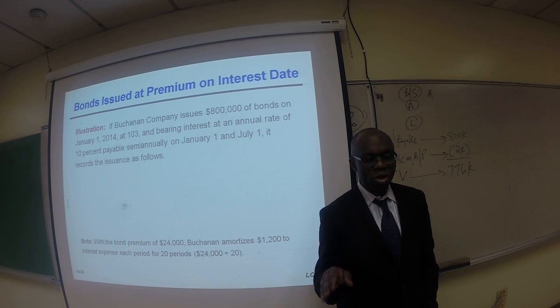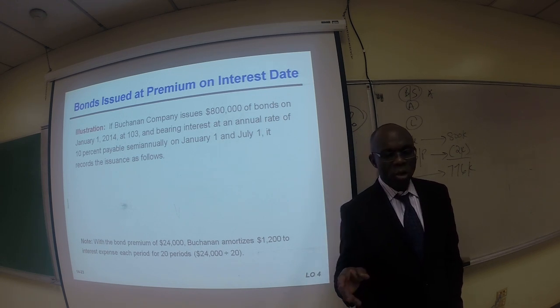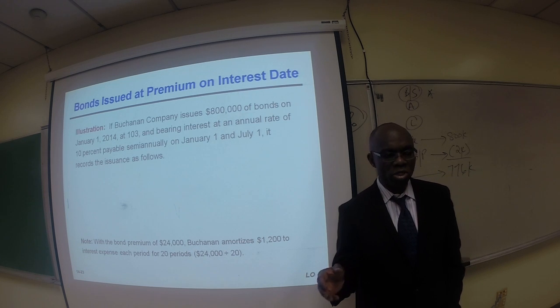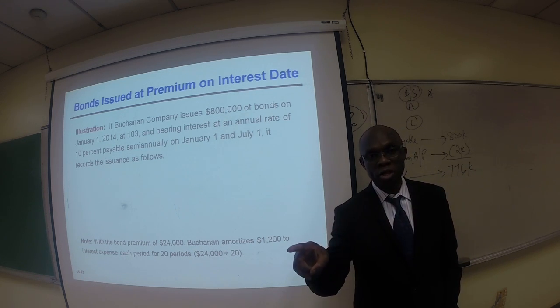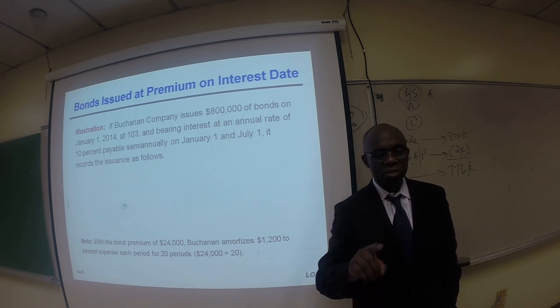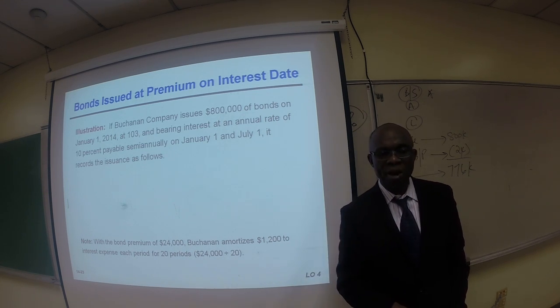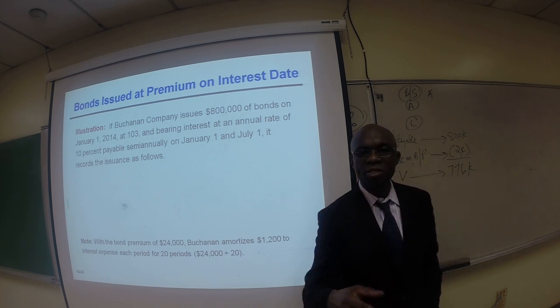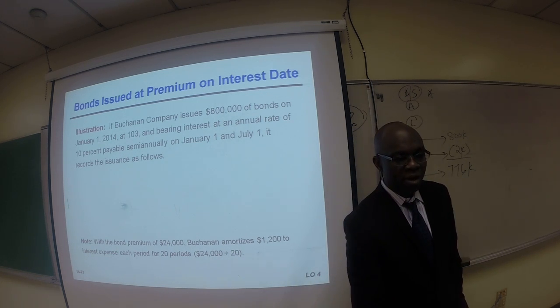So moving along, let's take a look at the bond issue at premium on interest date. So the company issued $800,000 of bond on January 1st, 2014 at 103. 103 meaning 103%. And that means 103% of the par value of 800,000. So the company is selling or issuing the bond more than par value.